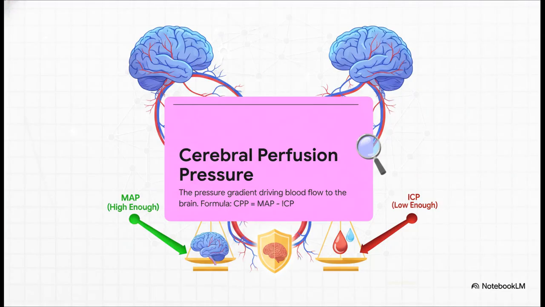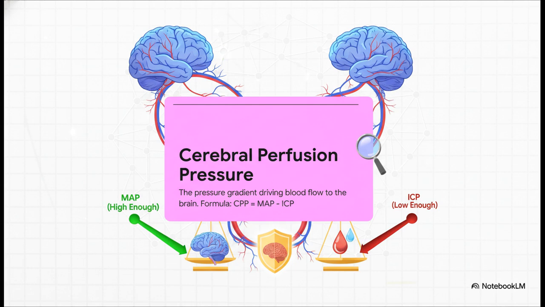And that leads us directly to probably the most important formula in all of neuroanesthesia. CPP equals MAP minus ICP. Cerebral perfusion pressure is literally the pressure that's pushing blood and therefore oxygen to the brain. It's the brain's lifeline. And this beautiful, simple equation tells us exactly what our job is.